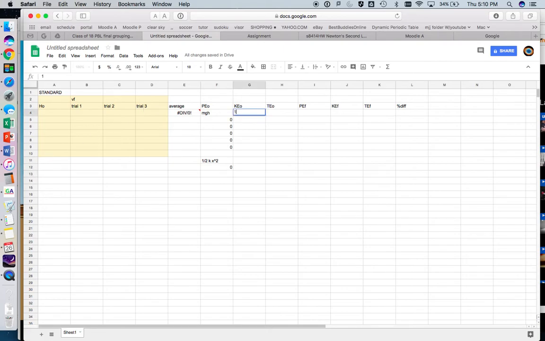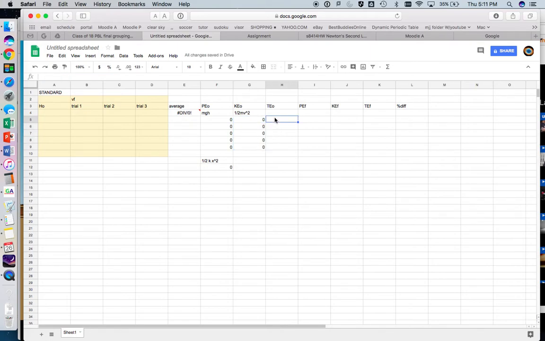Kinetic energy for both groups is 1/2 mv squared. So again, use Excel formulas. Equals 1/2 times m, which is 0.02, times v0. Well, when you held the weight up at the initial height, it had no speed. So, and bring it down.